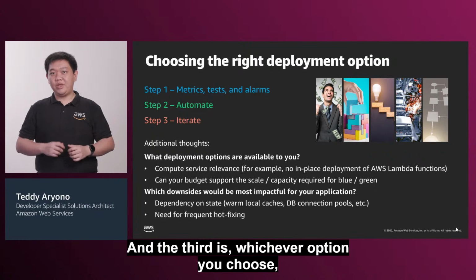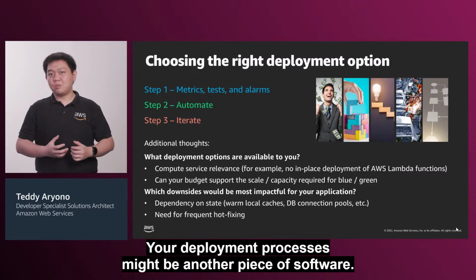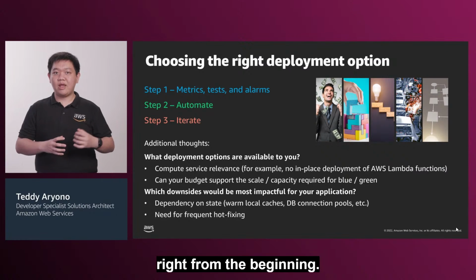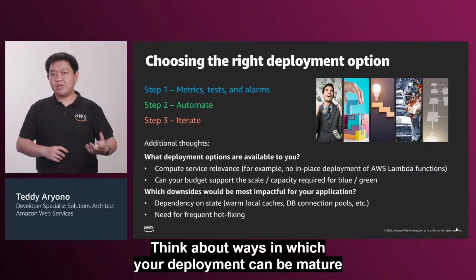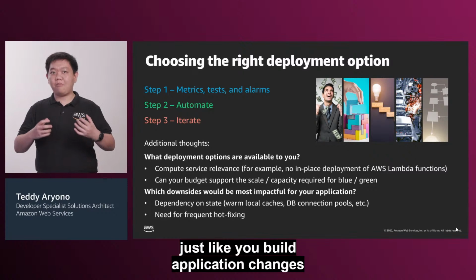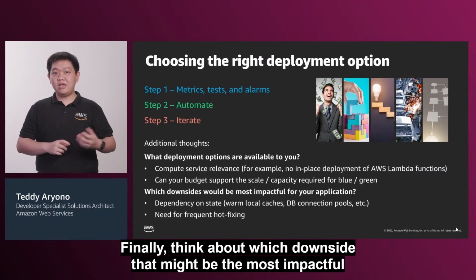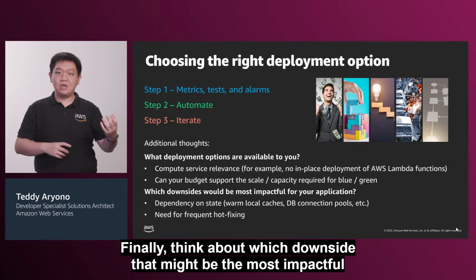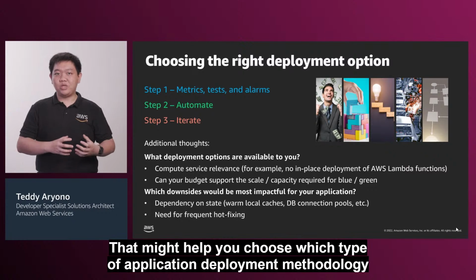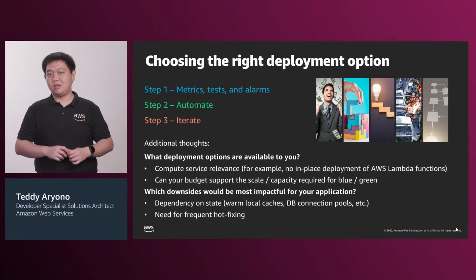And the third is, whichever option you choose, start small and be iterative. Your deployment process might be another piece of software. You don't need to solve all of your deployment requirements right from the beginning. Think about ways in which your deployment can mature over time in an iterative way, just like you build changes into the actual application that's being deployed. Finally, think about which downside might be the most impactful related to your operational culture. That might help you choose which type of application deployment methodology will suit you best and avoid those downsides.